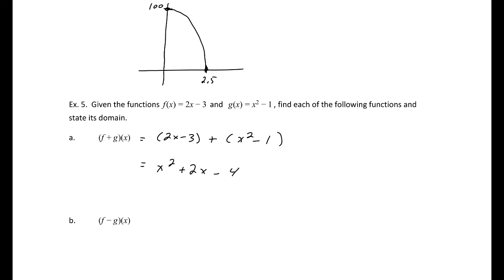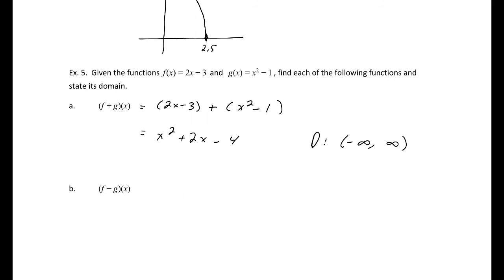Now, the domain of any quadratic function in this manner, it's a polynomial really, the domain is all real numbers, so negative infinity to infinity. All right, next we have f minus g. Same idea, different operation. Minus x squared minus 1, which would be negative x squared plus 2x minus 2. And that is f minus g. Now, same idea here. It's a quadratic, so our domain is negative infinity to infinity.